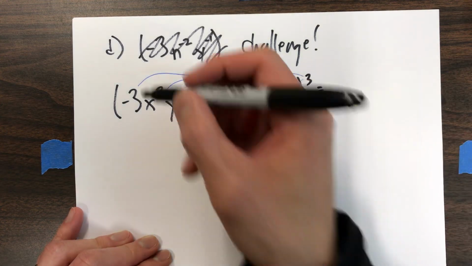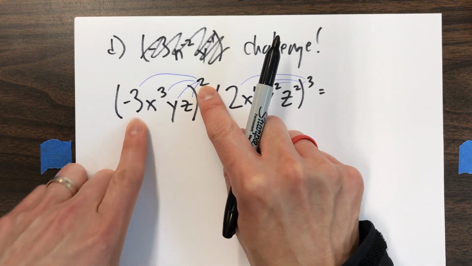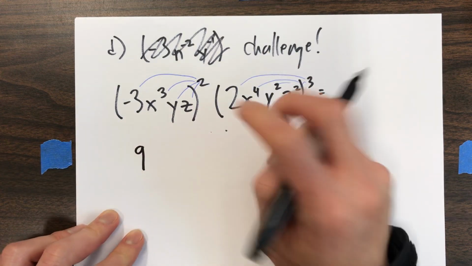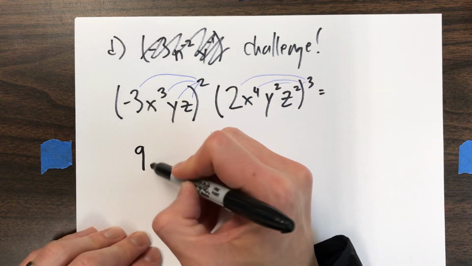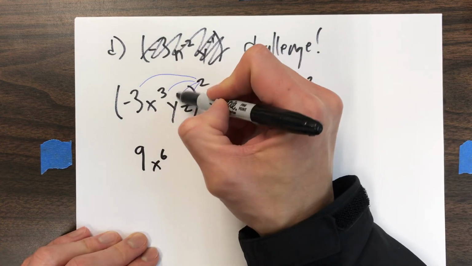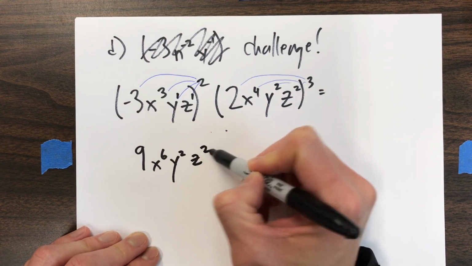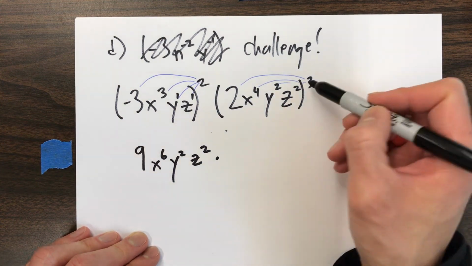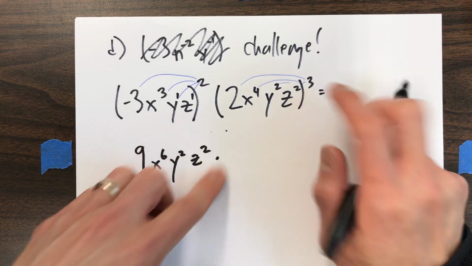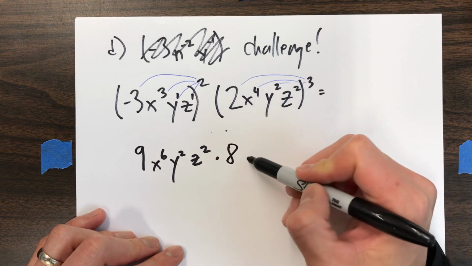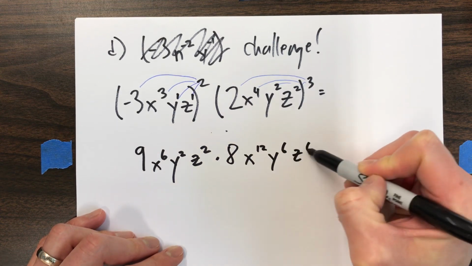Okay? So let's do negative 3 squared. Negative 3 times negative 3 is 9. Remember, you're gonna multiply these now. So 3 times 2 is 6. There's an invisible 1 right here. So it's going to be y squared, z squared, okay, times 2 cubed. Please don't say that's 6. That's 2 times 2 times 2, which is 8. x to the 12, y to the 6, z to the 6.